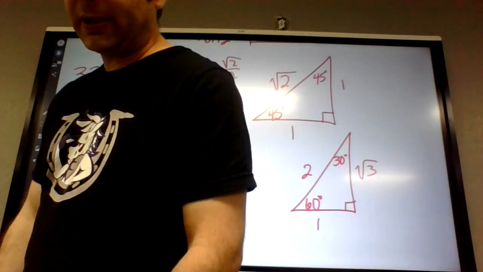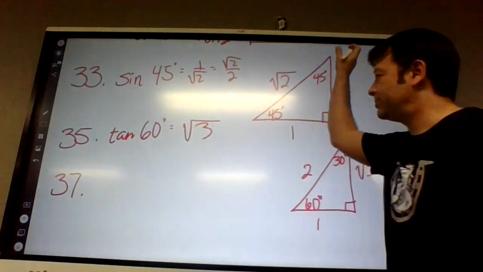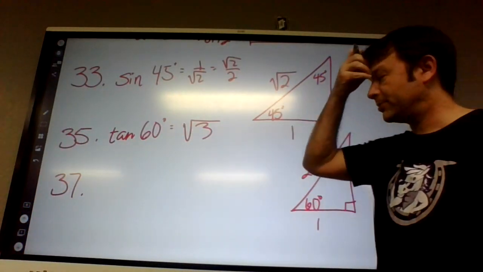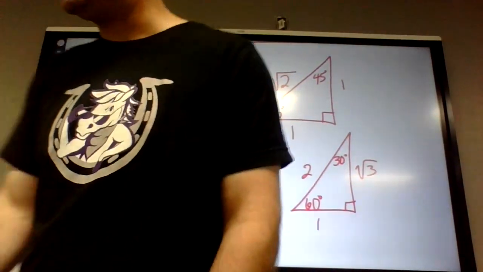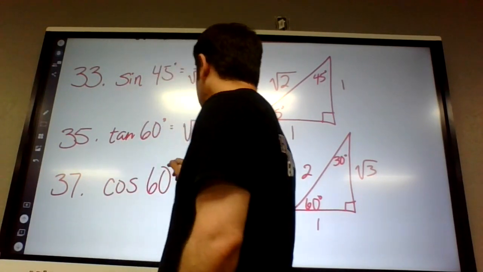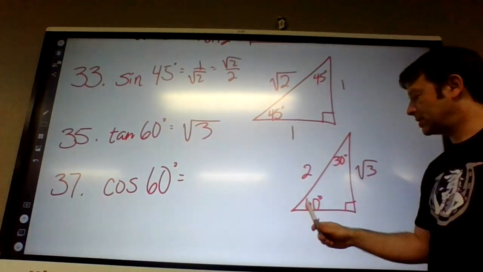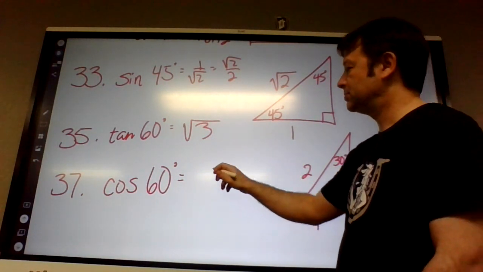There didn't used to be calculators that can do this. And the nice ones only do it for the special triangles. It doesn't really work for the other ones. Cosine of 60 is adjacent over hypotenuse. 1 over 2.